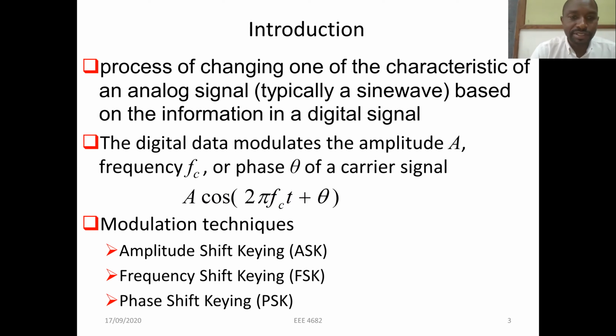And to achieve this, there are three popular methods, which are basically digital modulating schemes. These are amplitude shift keying, frequency shift keying, and phase shift keying, but I also talk about pulse code modulation in this presentation.